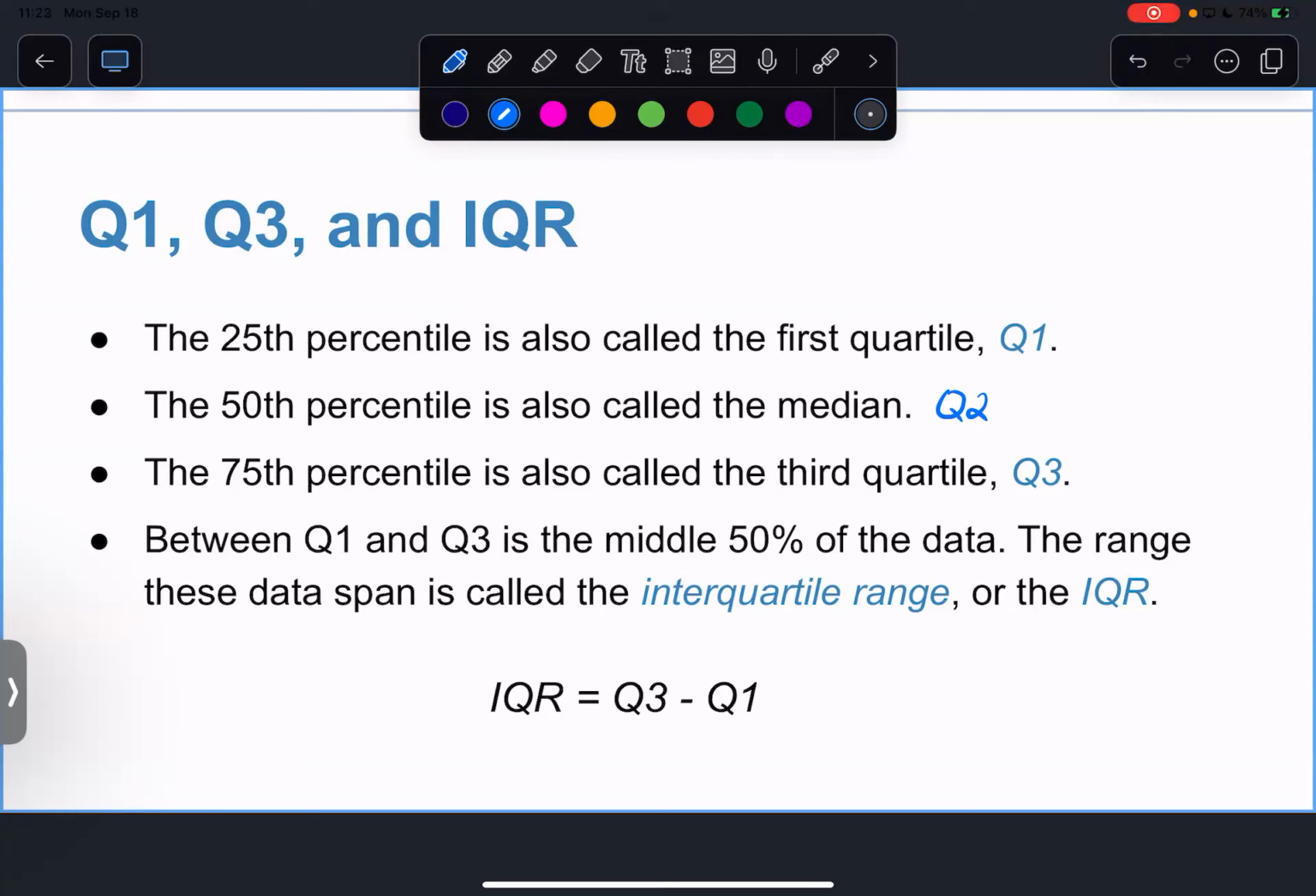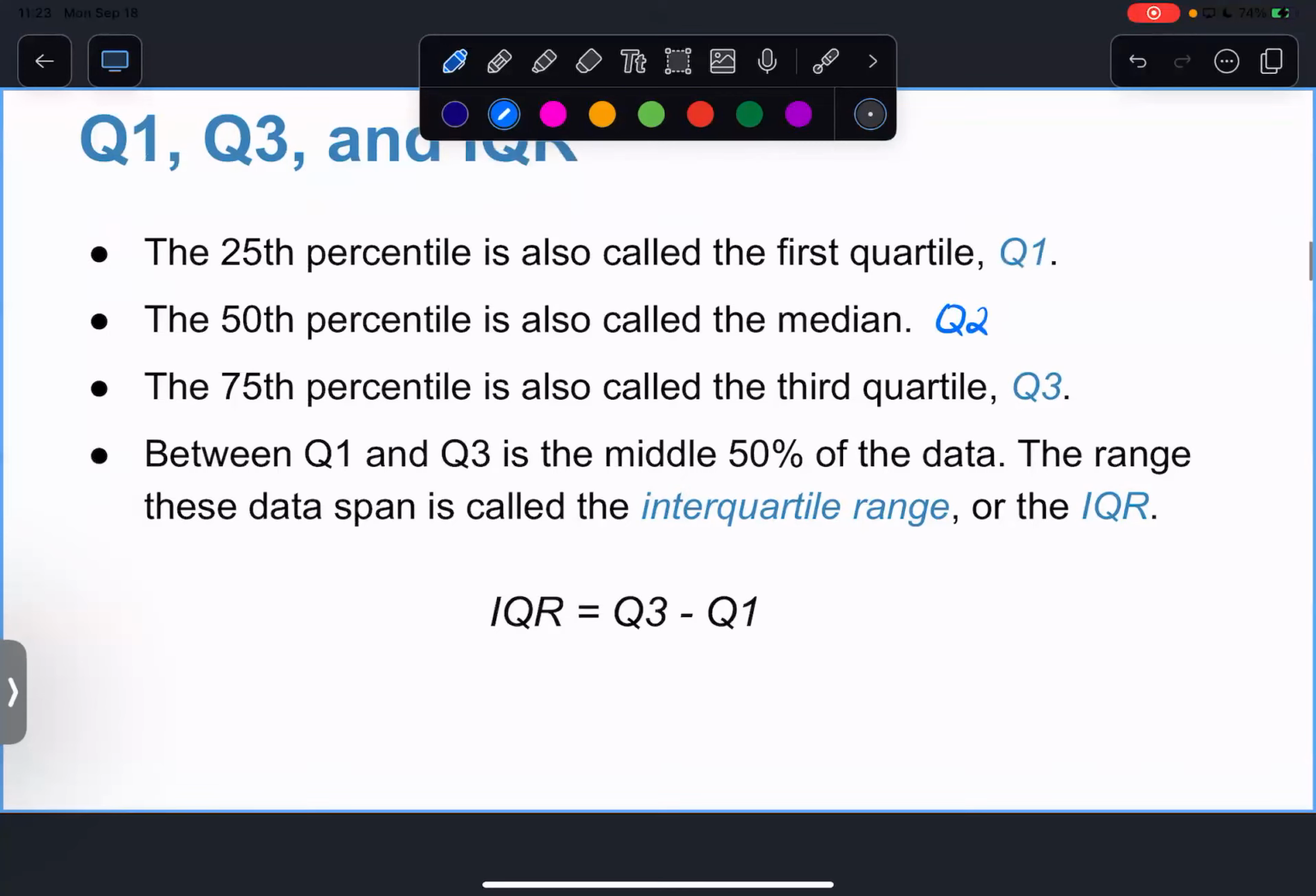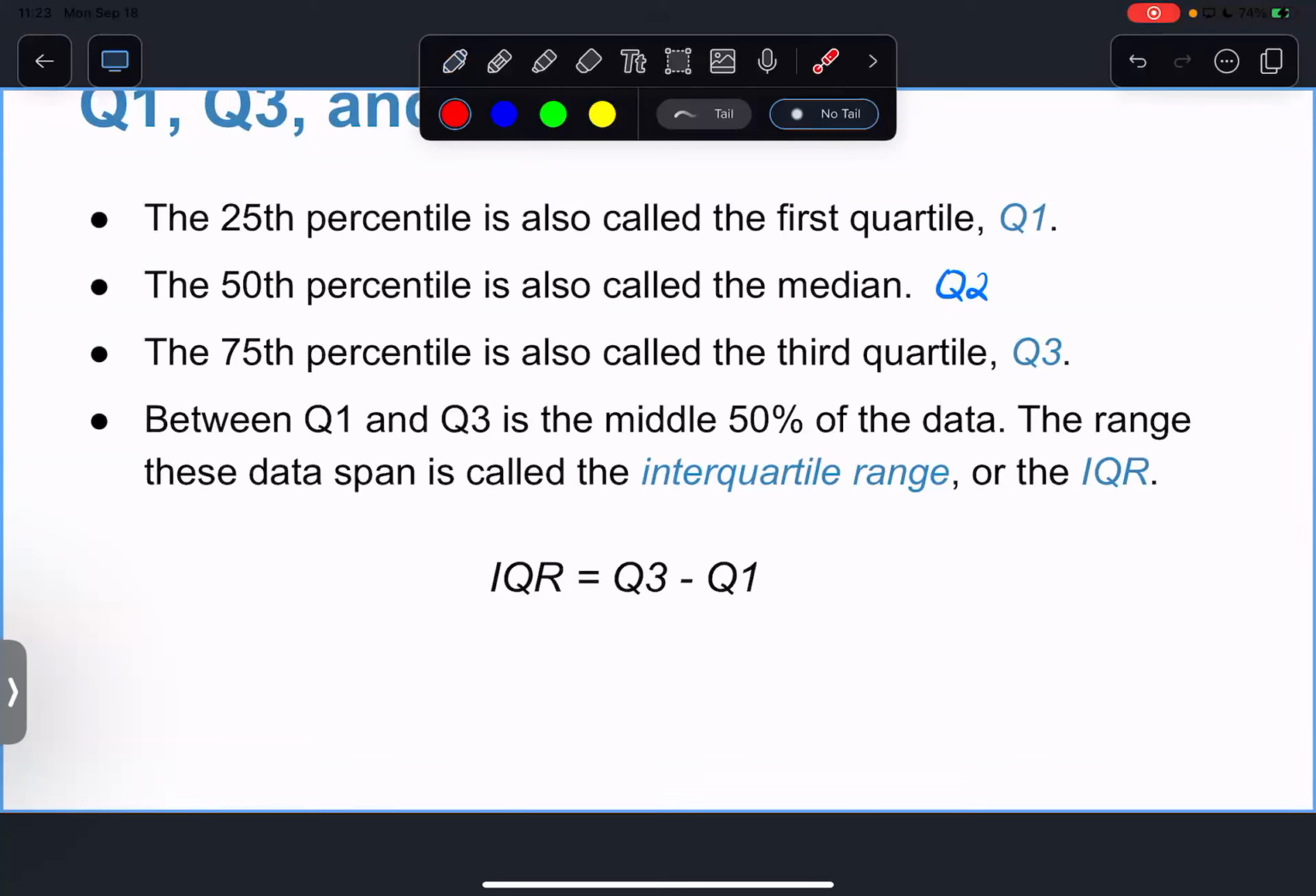Nothing wrong with that. It is the second quarter, right? The 75th percentile is called the third quartile, Q3. And between Q1 and Q3 is the central 50% of your data, right? And so we give it a special name called the interquartile range, because we use it to do some calculations later.